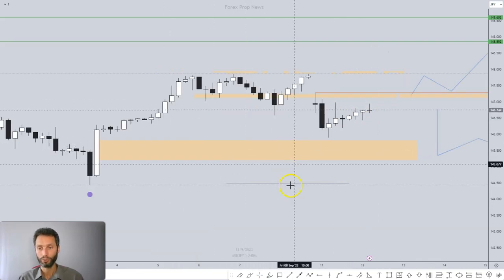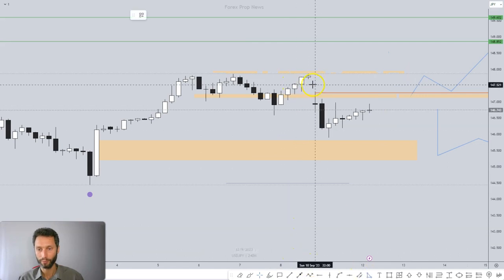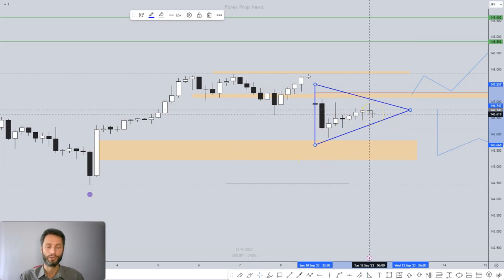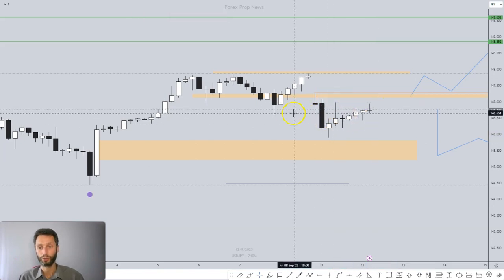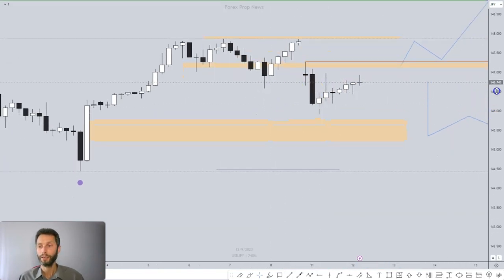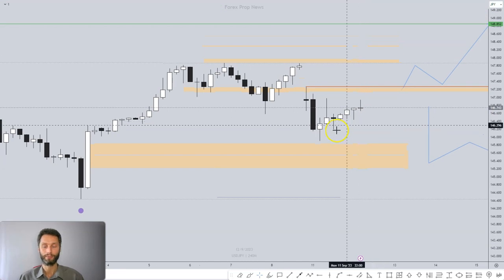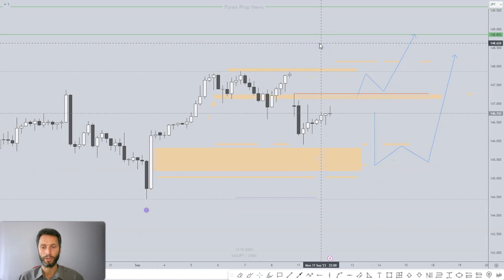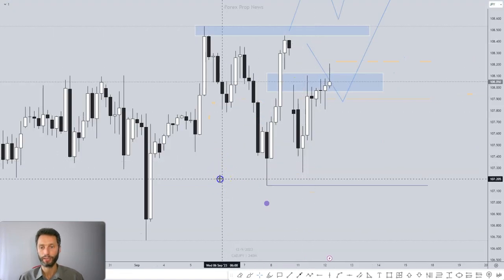Some people could look at it as a kind of triangle pennant, whatever you want to call it. Either way, it's a ranging, sideways market for now, at least in the short term. And there's no clarity yet. Yeah, that's dollar yen. All right, let's move on to CAD yen.